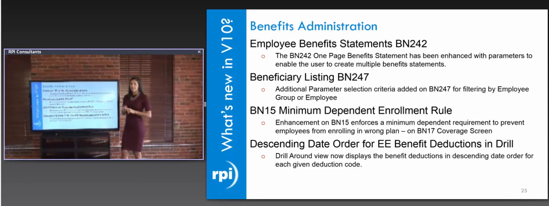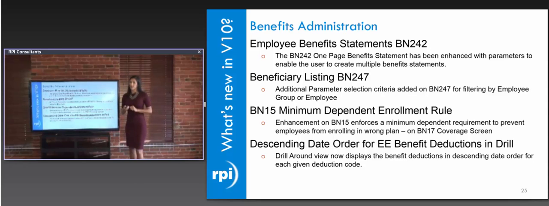On the BN15, there's a minimum dependent enrollment rule. So as you're going through your enrollment rules, it'll take you to the BN17, and there's a place where you can enter minimum dependents for a certain plan. So if I'm enrolling single and I accidentally go to enroll in a family plan, it's going to stop me because I've already set up that the family plan requires at least 2 dependents or something to that effect. So that's a cool feature to keep employees from enrolling in plans that they shouldn't really be in.